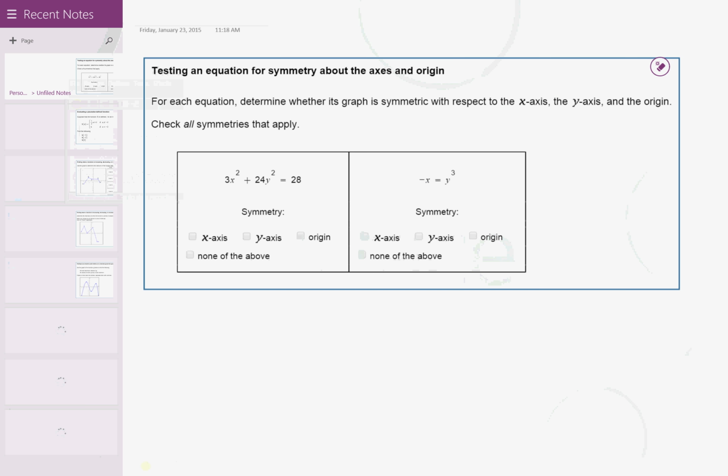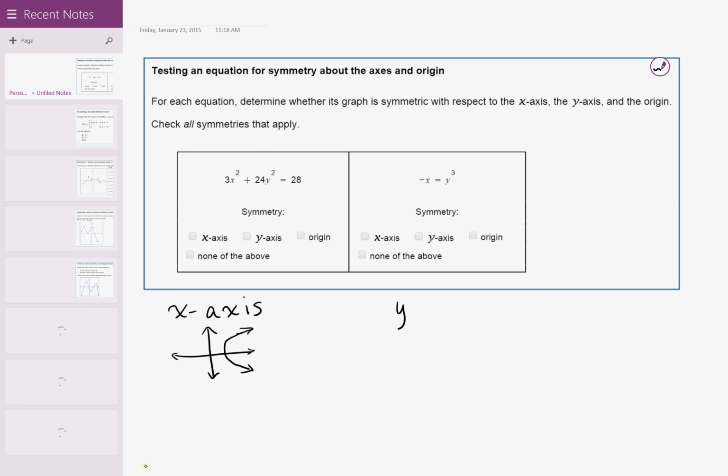We want to test equations for symmetry about the axes and the origin. We have three different types of symmetry we discuss in algebra. One is symmetric about the x-axis, and what that means is that the equation is a mirror image of itself this way. And as you can see, that is not a function. That's not ever a function, which doesn't mean that it's not some sort of relation that is of interest to us.